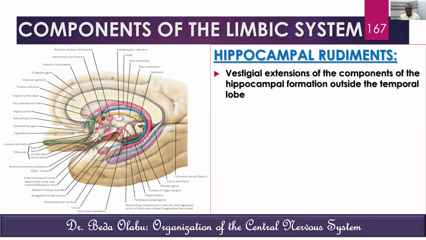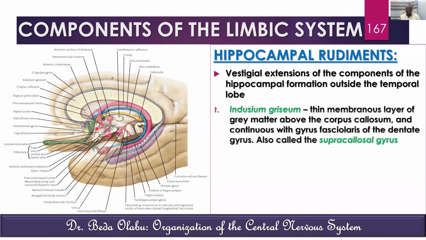So these are vestigial extensions of the components of the hippocampal formation beyond the temporal lobe. So there are extensions out, which are found out of the temporal lobe. There are 3 of them. We'll talk about them. This is what we call indusium griseum. Now follow with me from dentate gyrus backwards. So this is dentate gyrus. Following back, we can see that dentate gyrus becomes what we call the fasciolar gyrus. So this is where the dentation ends, but it's the same structure.